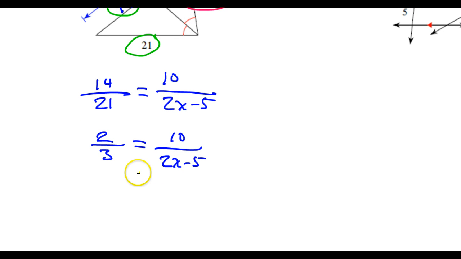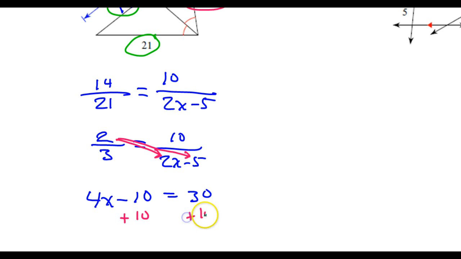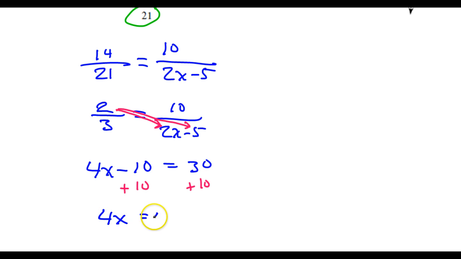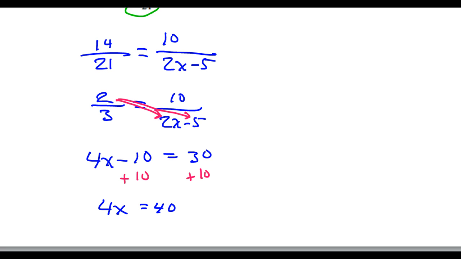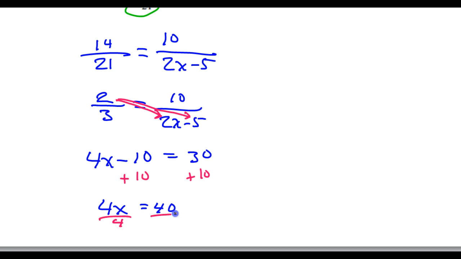So when you cross multiply, be sure to do the distributive property right here. So that'll give us 4x minus 10 is equal to 30. So then we add 10 to both sides, and we get 4x is equal to 40. So when we divide both sides by 4, that's going to be x equals 10.